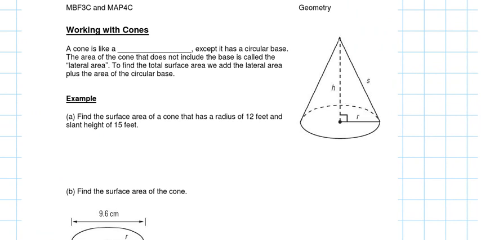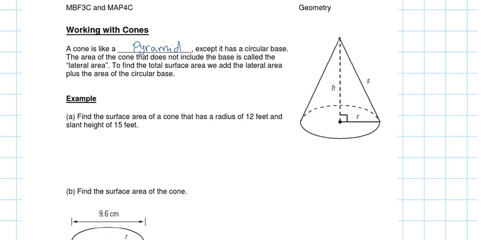I believe in you. So a cone is like a pyramid, okay, except it has a circular base. Okay, so let's look at a cone. So that's a cone, right? I have two things. I have the circle and I have the lateral area of the cone. The area of the cone that does not include the base is called the lateral area. So this is the lateral area right here. That looks like a fan to you right now.